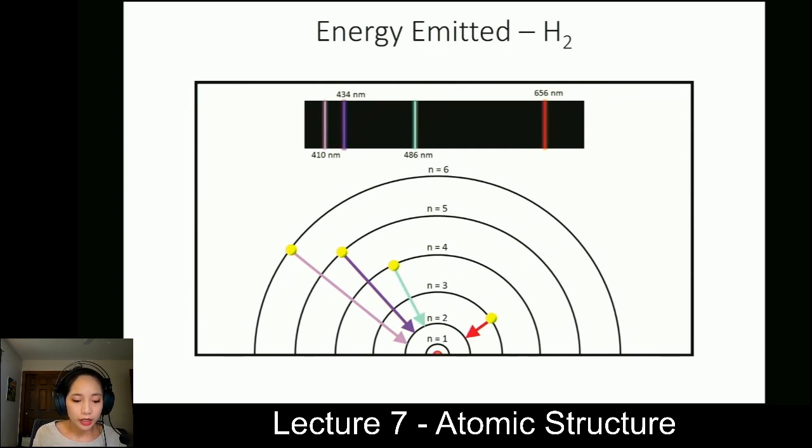And then you keep going. These 2 purple lines are from electrons falling from n equals 5 to n equals 2. And then the highest energy line, 410 nanometers, comes from an electron falling from n equals 6 to n equals 2. So all of these examples that I've shown you are examples of electrons falling from higher energy levels to lower energy levels where a photon is emitted.